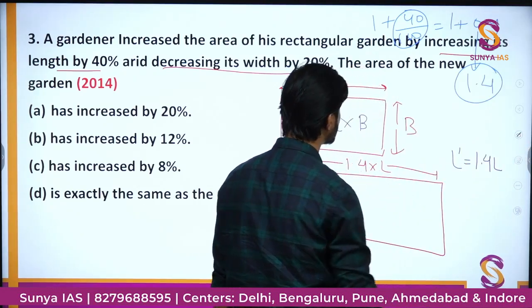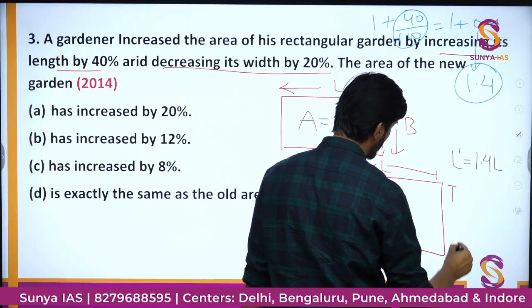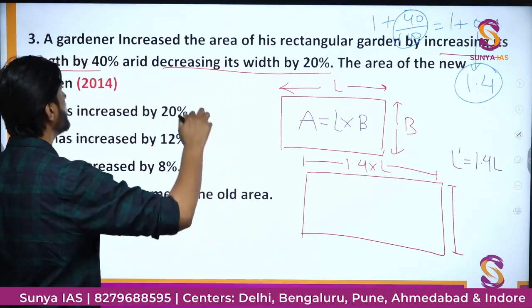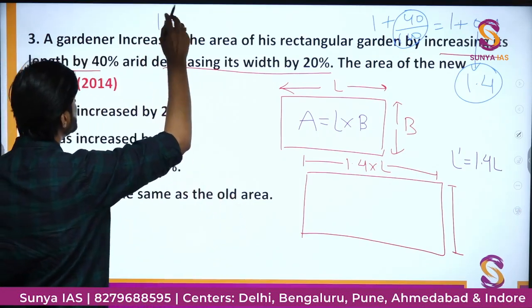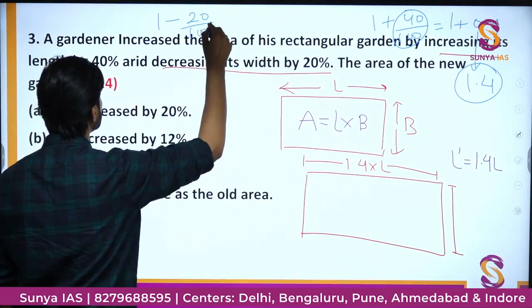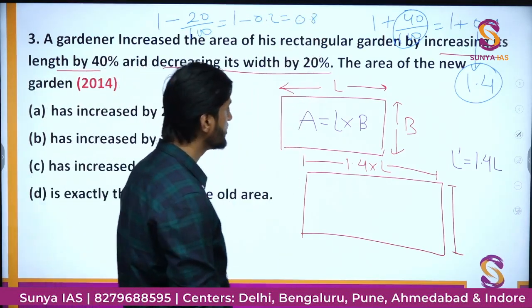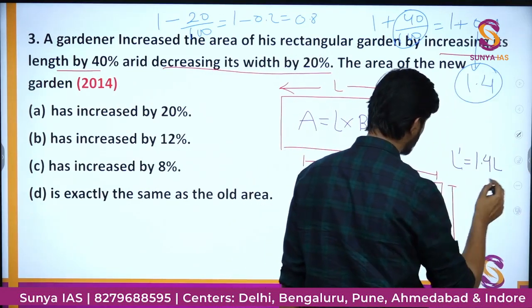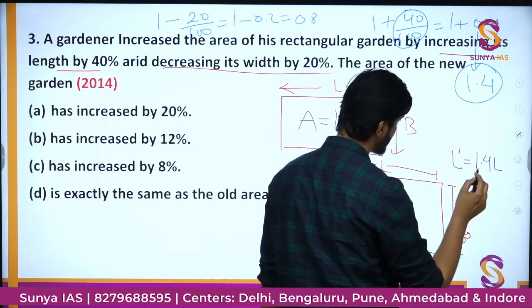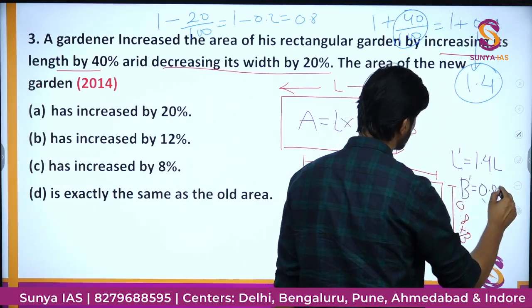Now what you are doing with the breadth, you are decreasing the width or the breadth by 20%. I have told you how to find the decrease. If something is decreasing by 20%, we simply say the initial value was 1, decreasing, so minus sign, then 20% we express like this, 20 upon 100, it will be 1 minus 0.2, that is 0.8. So the new breadth will be 0.8 times the old breadth. Let me write it like this, B dash would be 0.8 B.